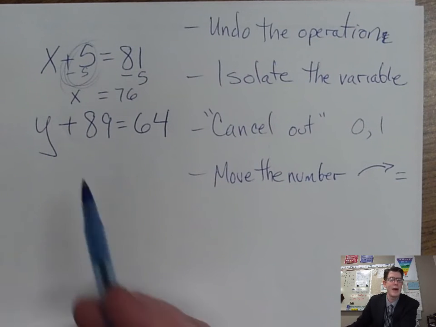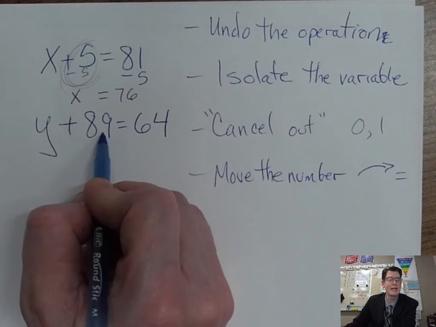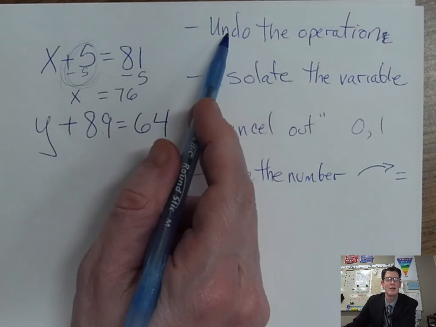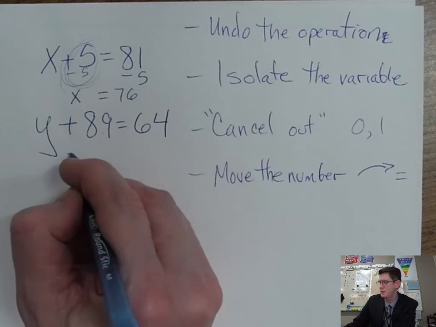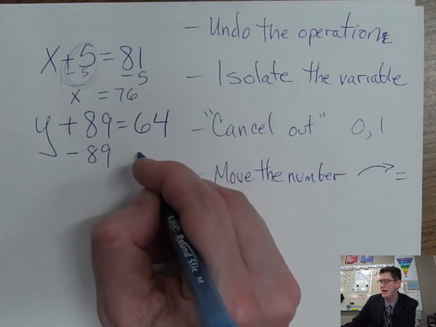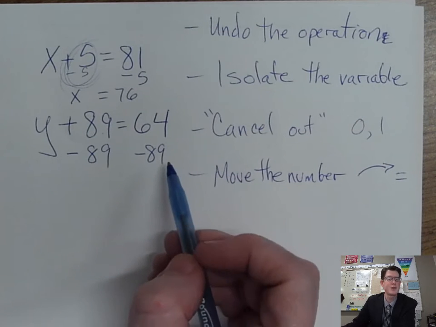It's the exact same thing in this next one. To get y all by itself, this plus 89, we do the opposite operation. To undo something, we do the opposite. So we minus 89 off of both sides of the equal sign.